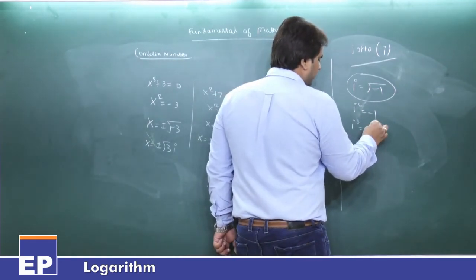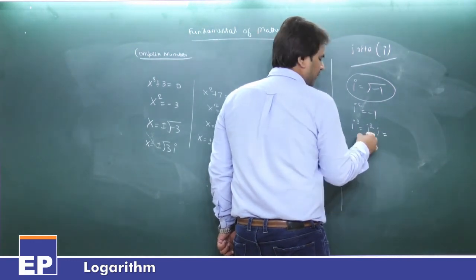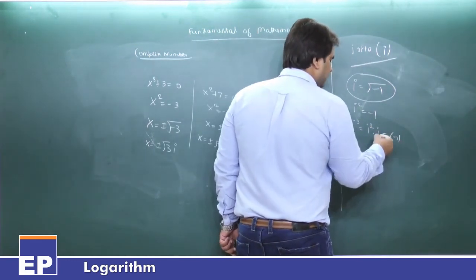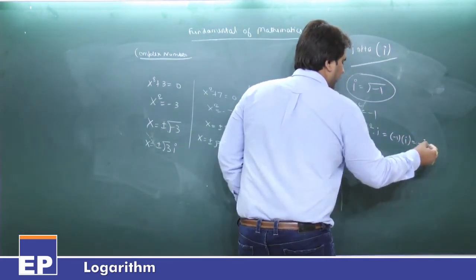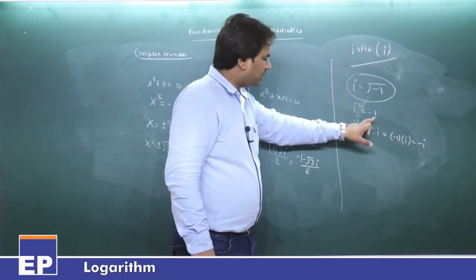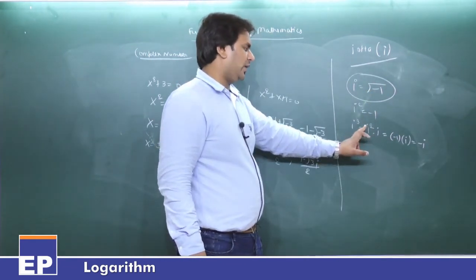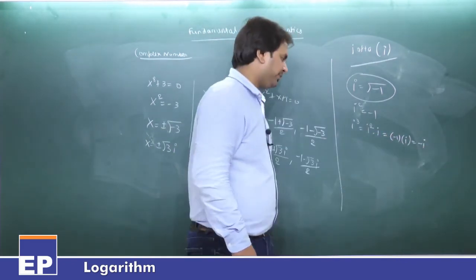Iota cube will be equal to iota square into iota. What is iota square? Iota square is -1, and what is iota? Iota is equal to under root of -1. So iota cube is equal to iota square into iota, that is equal to -1 into iota, that is minus iota.